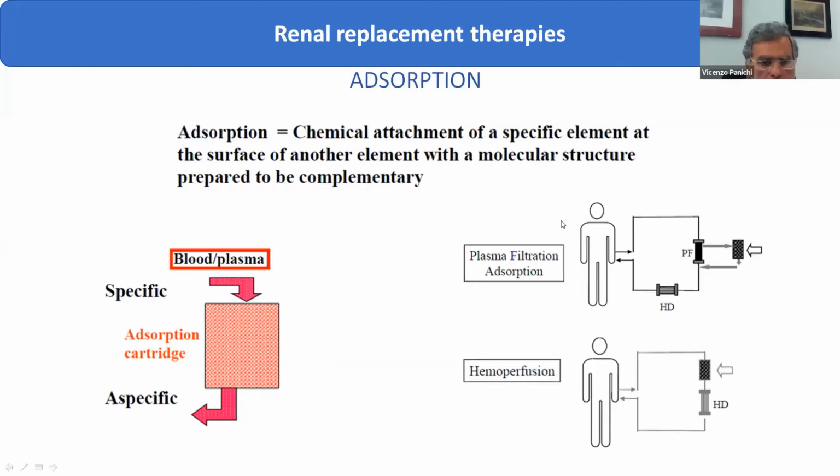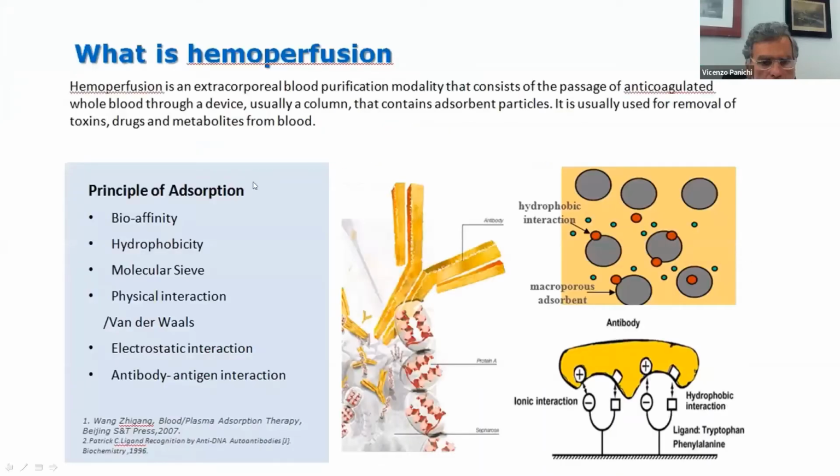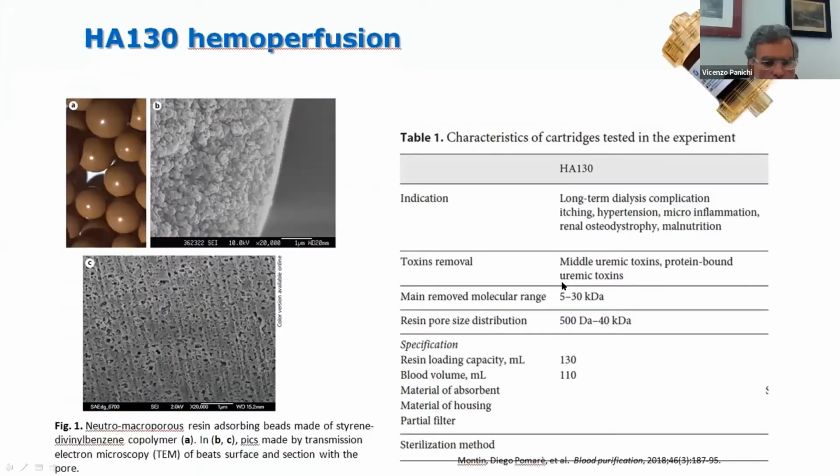Now we are going to speak this morning about this HA130 hemoperfusion. That's a type of cartridge that has been introduced by Jafron, and these are the main characteristics of this cartridge. We are going to listen to your presentation next time, which is going to better explain what's going on. These are the general characteristics of this cartridge.